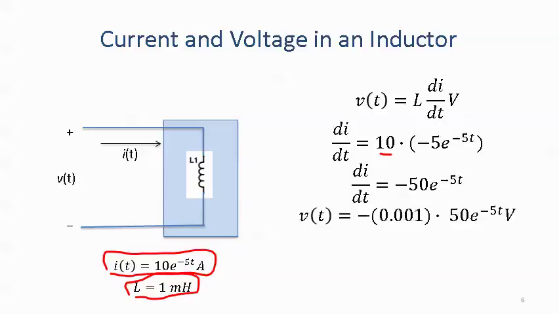Now we can put the pieces together. We take that minus 50 e to the minus 5t. We'll add the inductance, L, and put the process together. So the voltage across this inductor is minus 0.05 e to the minus 5t volts.